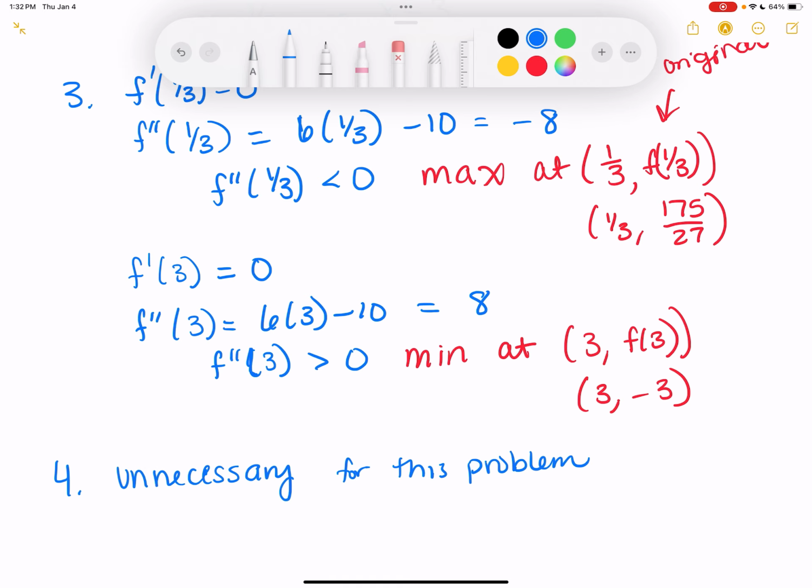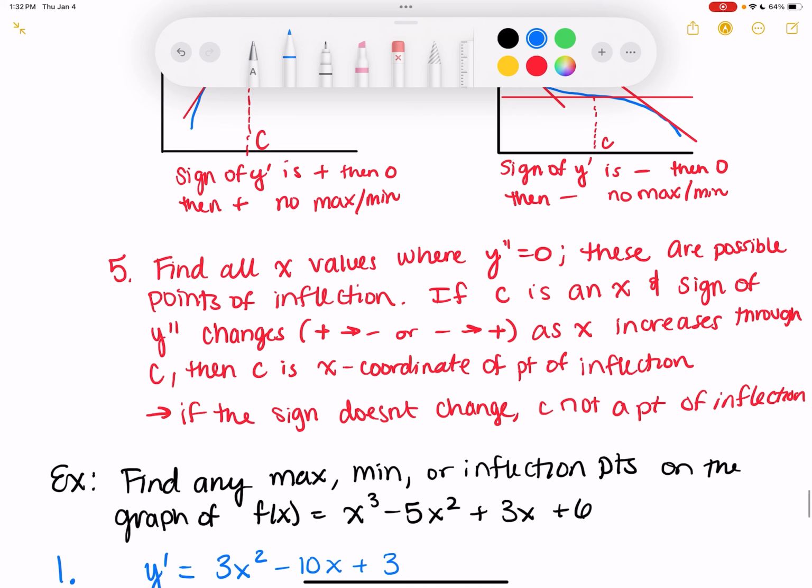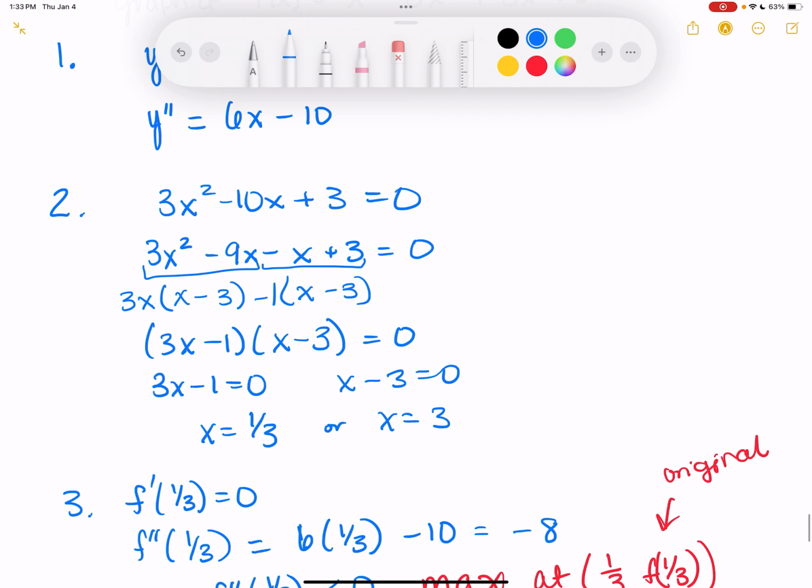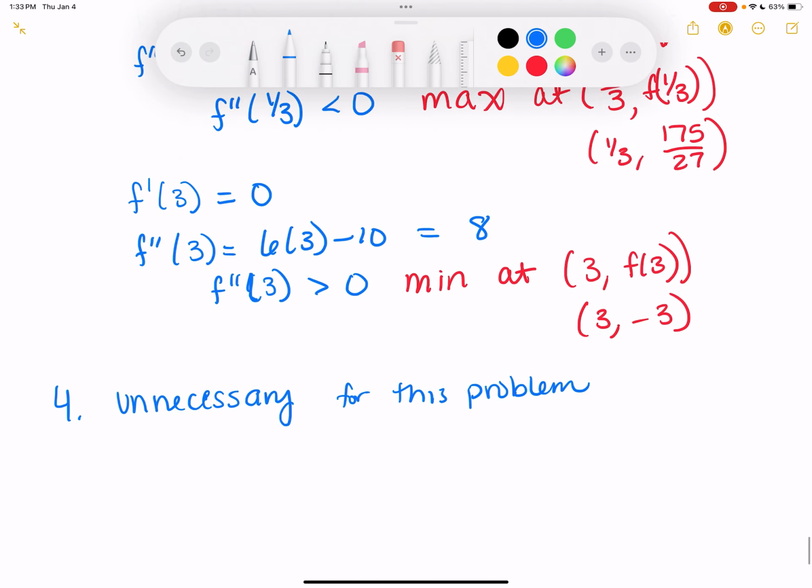All right, finding the points of inflection. So step 5: find all x values where y double prime is equal to 0. These are possible points of inflection. So we're going to set the second derivative equal to 0 and solve and see what happens. So 6x minus 10 is equal to 0.